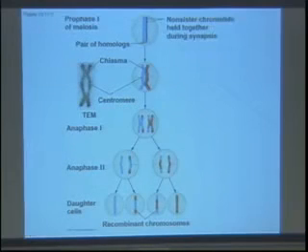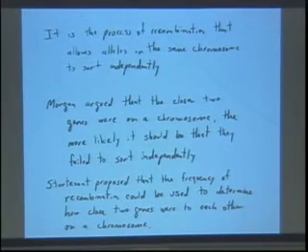All right, so then we talked about this process of crossing over, okay? And we'll end here in just a few minutes. It's this process of recombination that allows alleles on the same chromosome to sort independently, right? And so Thomas Hunt Morgan, who's a famous fly geneticist, argued that the closer two genes were on a chromosome, the more likely it should be that they should fail to sort independently, okay?